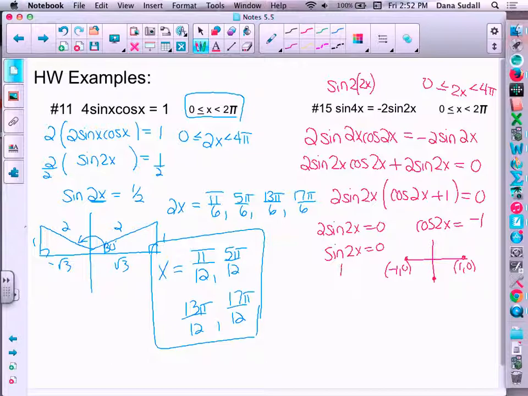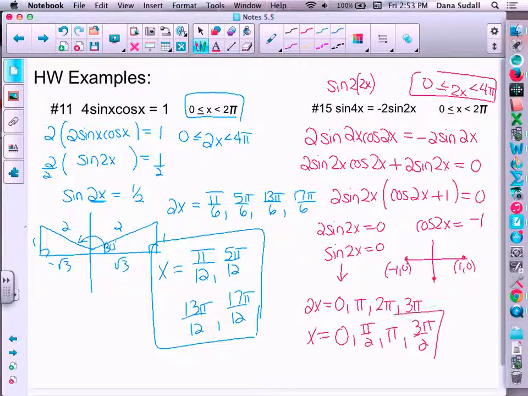So to gather up my angles for sine 2x is 0, I have 2x is 0, pi, going around a second time, 2 pi, 3 pi, and then also 4 pi, but it's not including 4 pi, so we'll stop just short there. And then cosine 2x equals negative 1 at pi and also at 3 pi. So I already have those answers listed. And then finally solve for x. So divide everything by 2. And my answers then fall between 0 and 2 pi.